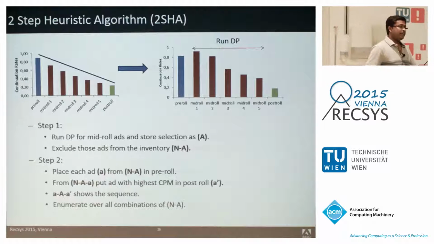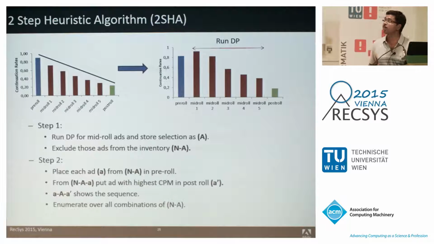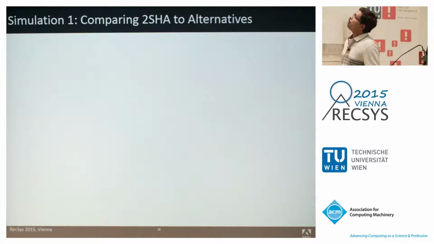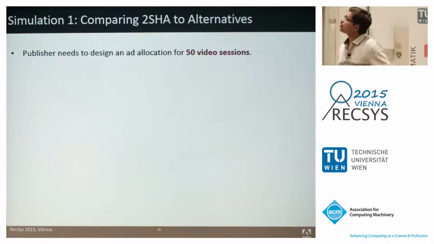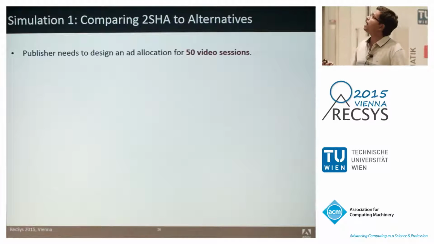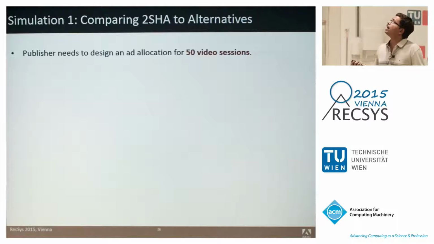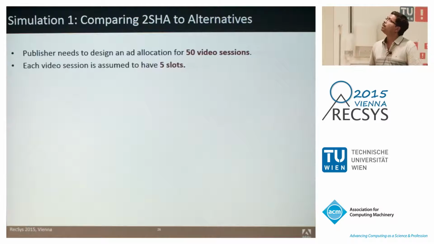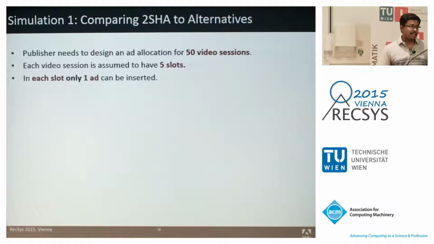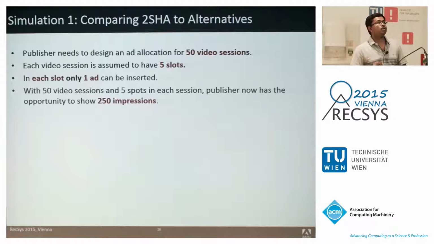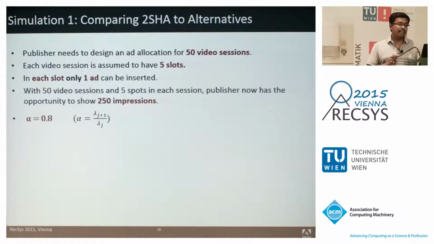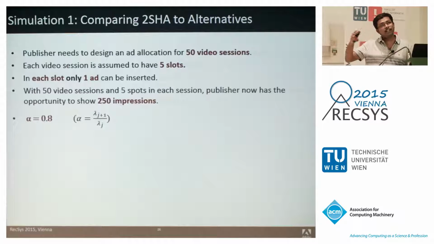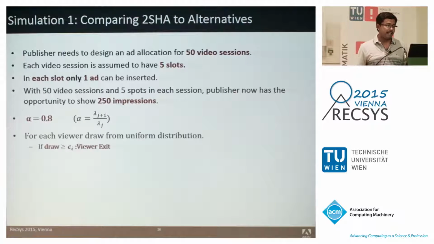So now it brings me to our simulation. We assume that a publisher needs to design ad allocation for 50 video sessions. It will have 5 slots, and only one ad can be inserted, so we had a total of 250 impressions. We got from the data that alpha, which is the linearly decreasing factor, is 0.8, and we drew from a normal distribution.